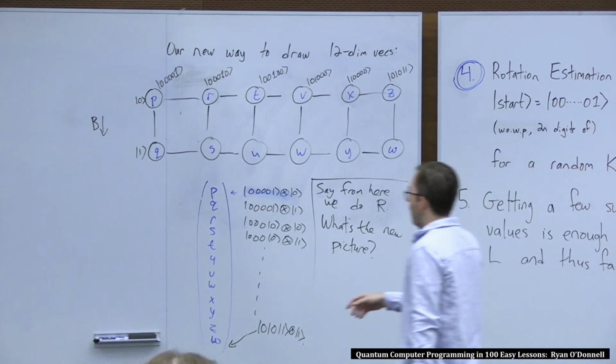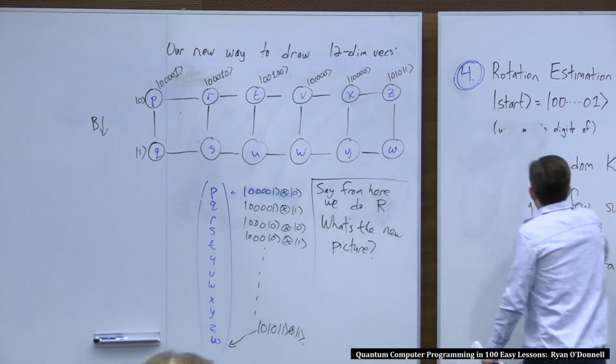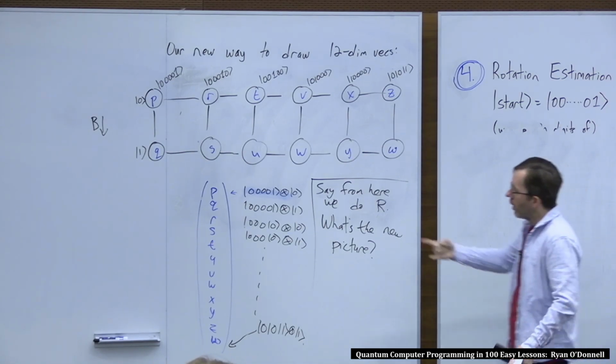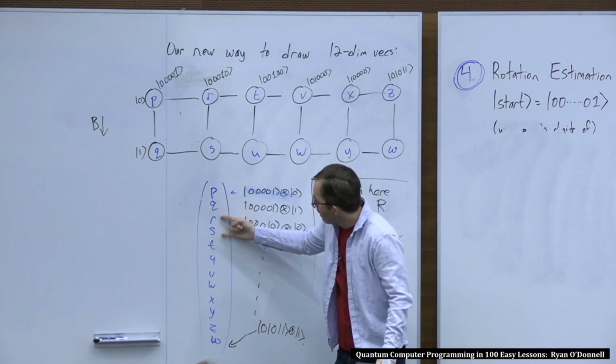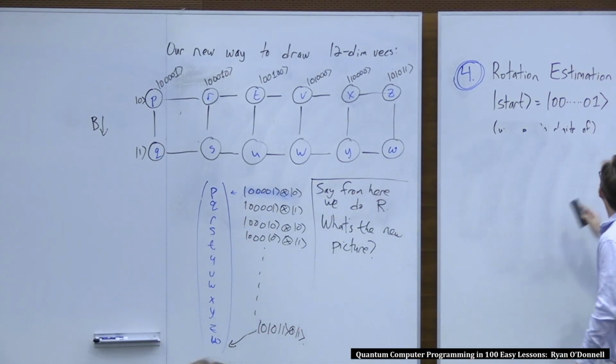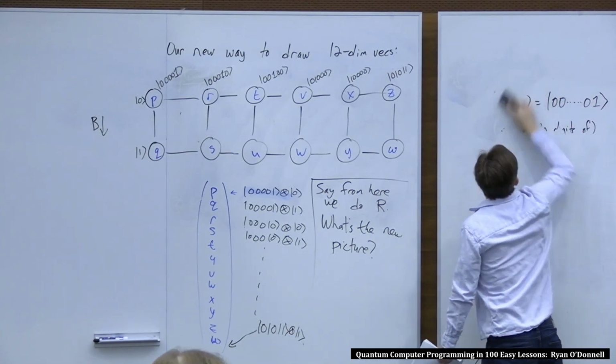So let me even draw that. In this picture, what happens is this pair goes to here, this pair goes to here, this pair goes to here, and so forth. But it will be nicer to draw it like that.